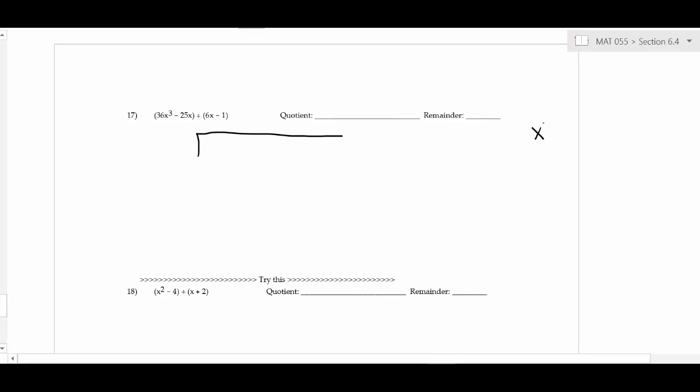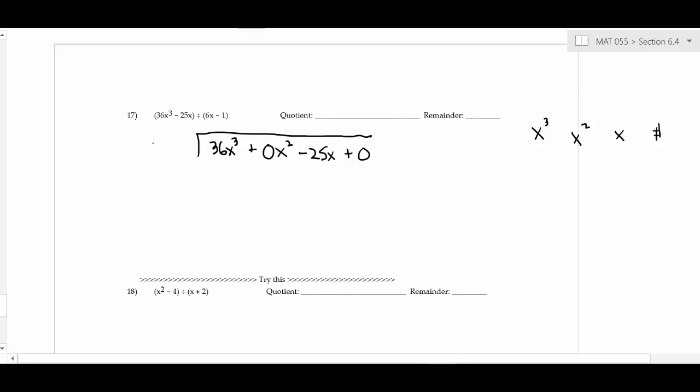Notice your highest power is third power, so you need to have an x to the second. Do you have an x to the second in this problem? No. Do you have an x? Yes. Do you have a number after the 25x? No, so you better have a 0 there. You have to have placeholders. So you're going to say 36x to the third plus 0x to the second minus 25x. And you've got to have that plus 0 there because you've got to have a placeholder for everything.